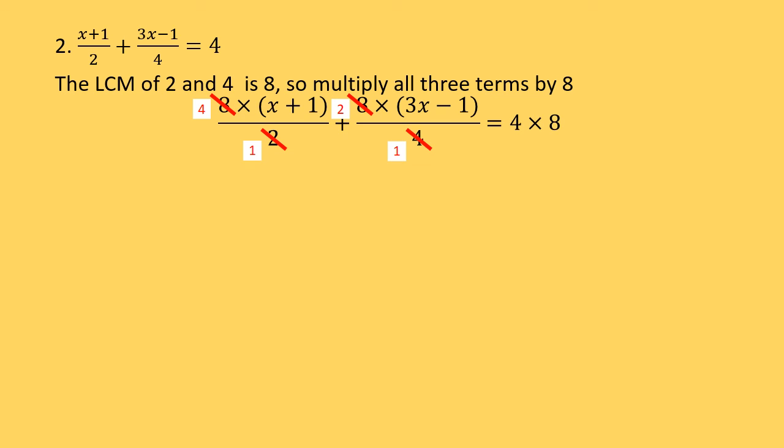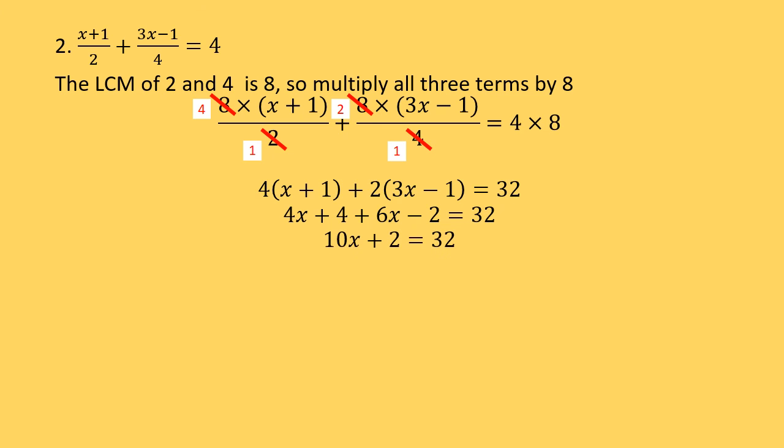After that, you can have the equation 4 within brackets x plus 1 plus 2 within brackets 3x minus 1 equals 32. Now you can remove the brackets. 4x plus 4 plus 6x minus 2 equals 32. You can separate like terms on one side and the numbers on another side. 10x plus 2 equals 32.